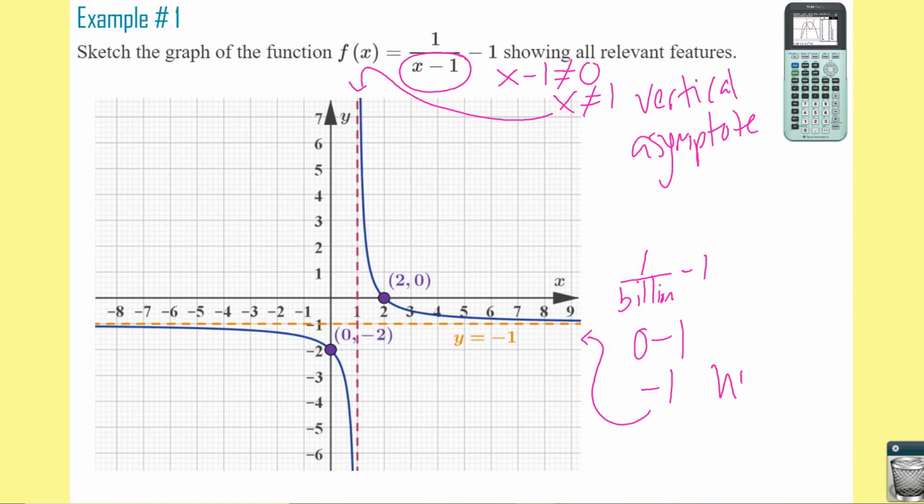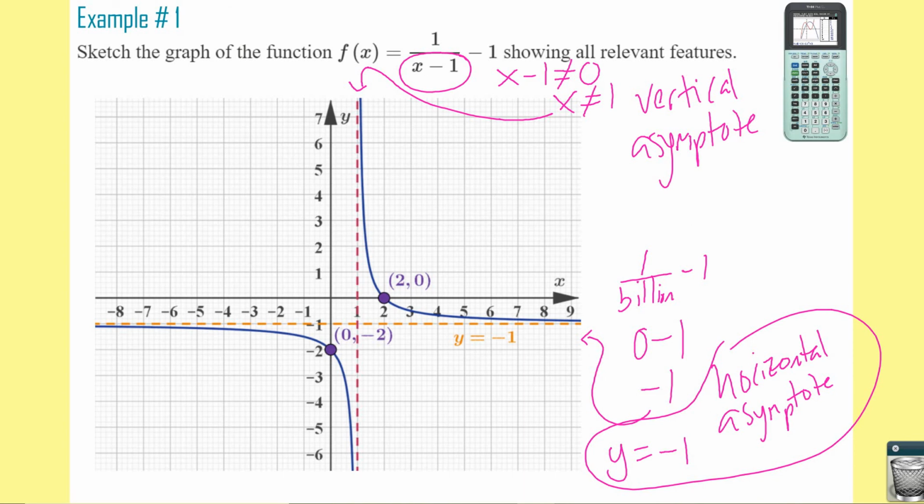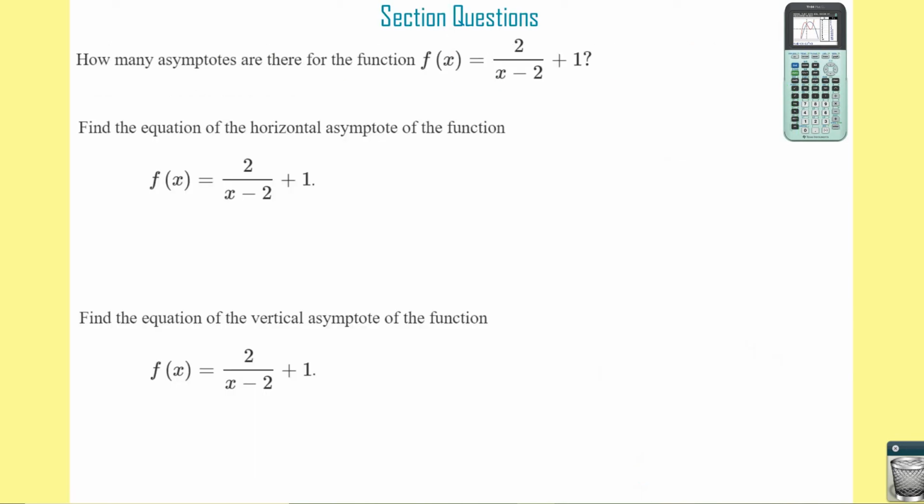Okay, so that's how we get the horizontal asymptote. So that was y equals -1, and that was x equals 1. All right. So let's see, how many asymptotes are there for the function? Well, we plug it in, we look. There should be 2. Hopefully you see it.